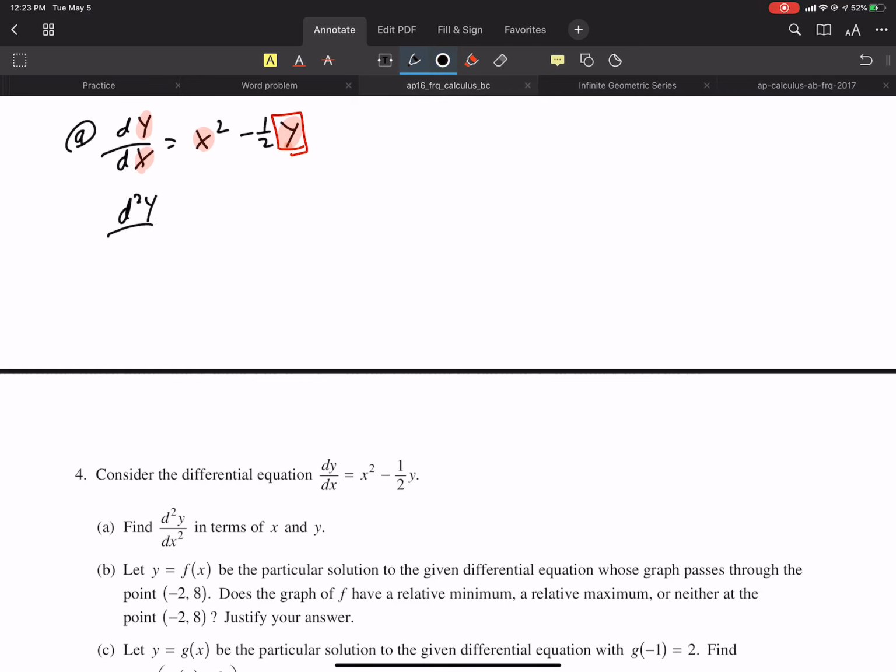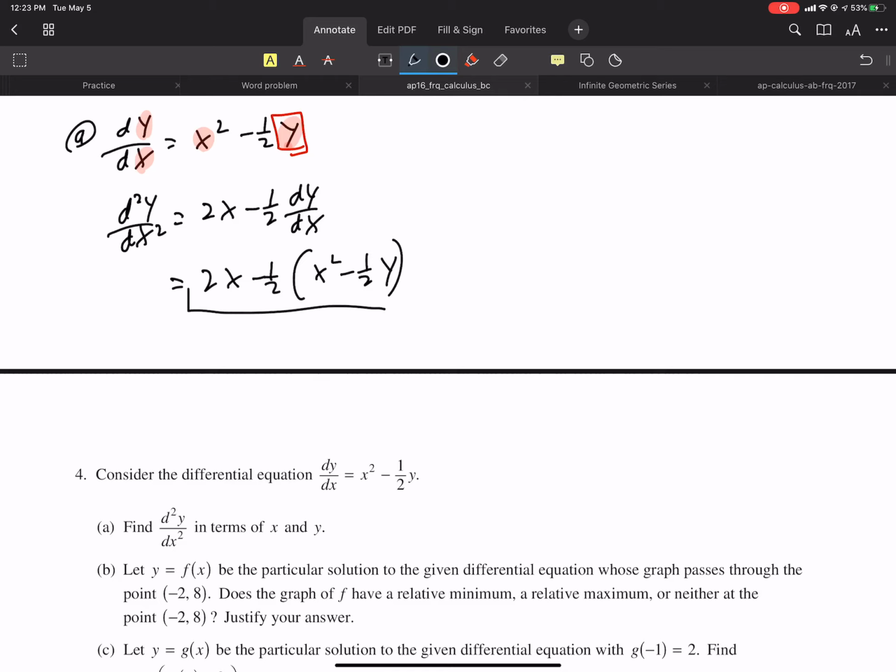So the second derivative: the derivative of x squared is easy, it's 2x. But what's the derivative of negative 1/2 box? It's negative 1/2 times the derivative of box, which is dy/dx. But they want this answer with only x's and y's. They don't want dy/dx's. So I replaced dy/dx with what they told us it was. And that is the answer. We are done with part A. Let's go to B. Hopefully this will be quick.